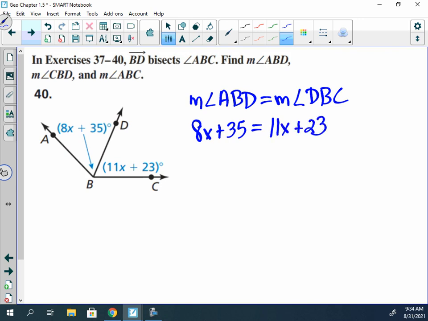So I do know this. If I want to find out what the measure of each angle is, I just need to solve for the value of x. Because if I know what x is that makes these two equal, we can plug it back in and find the actual angle.